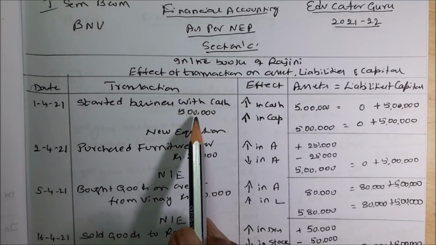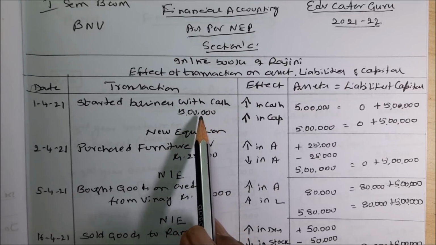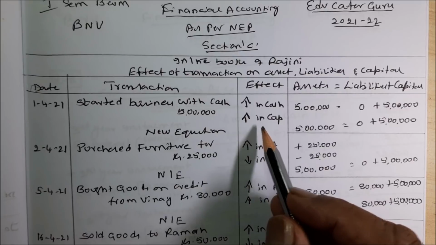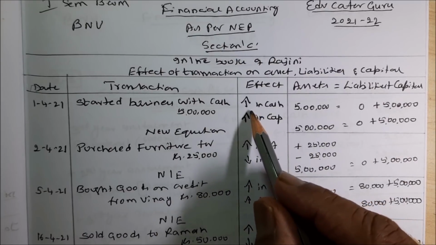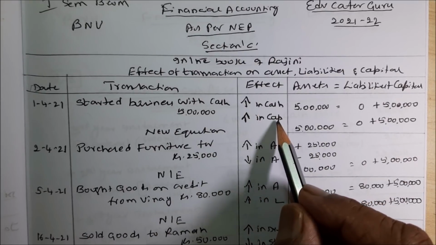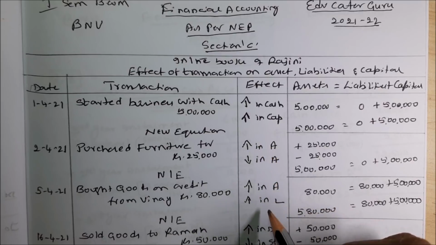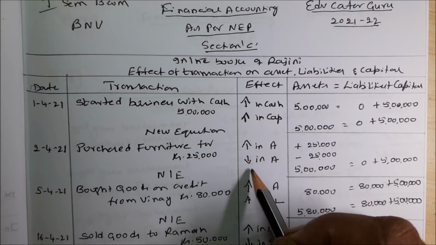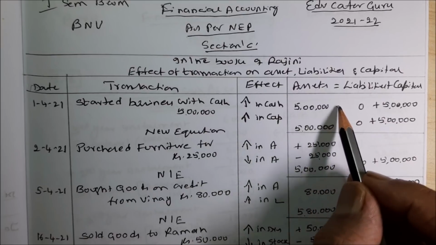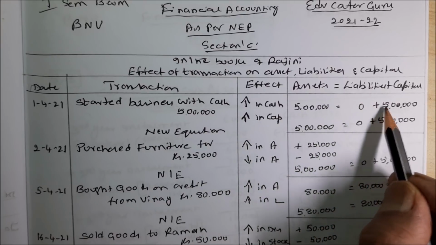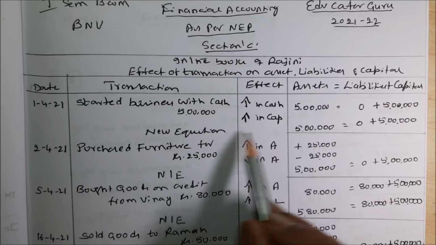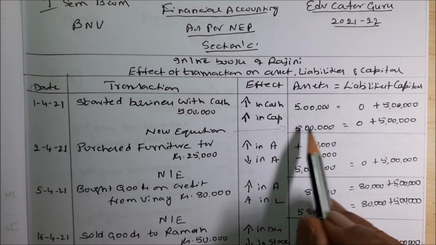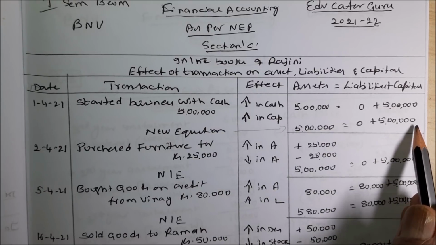Started business with cash 5 lakh. You just remember the journal entry: cash account debit to capital account. Cash is coming, capital is also increased. So increase in cash, increase in capital. This symbol shows increase, the other way it shows decrease. So 5 lakh, no liability 0, plus capital 5 lakh. Now what is your new equation? Your new equation is 5 lakh equals 0 plus 5 lakh. That means asset is equal to capital.